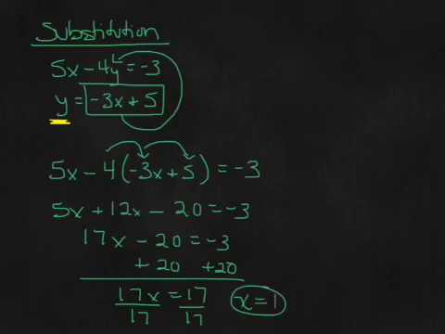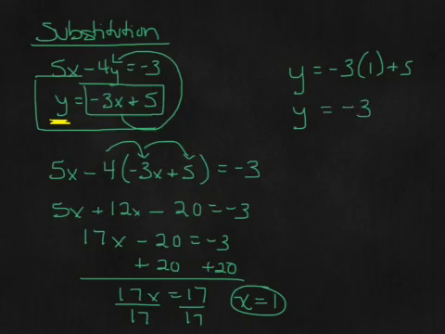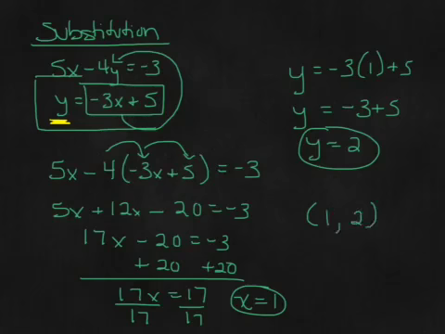So now we know that x equals 1. We just need to solve for y. So now that I know that x equals 1, I can go back to this equation and plug that 1 in for x. So y equals negative 3 times 1 plus 5. Y equals negative 3 plus 5. Y equals 2. And so my solution to this system of equations would be the point 1, 2.